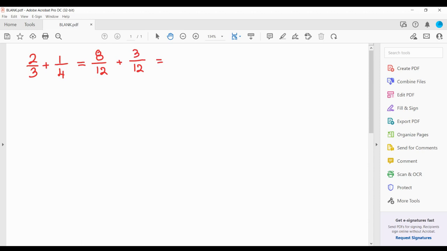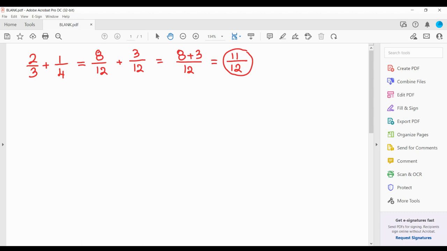Now we do have the same denominator. We do not add our denominator. We just go to the top, the numerator, and we add the numerators. That's it. And since this fraction cannot be simplified further, this will be our final answer, the sum of 2 over 3 and 1 over 4. Okay, now let's look at the next operation.